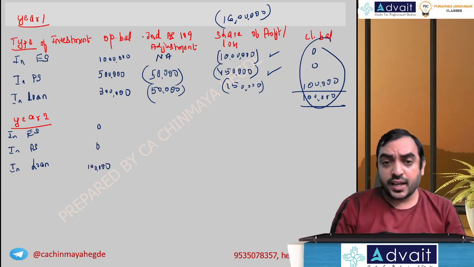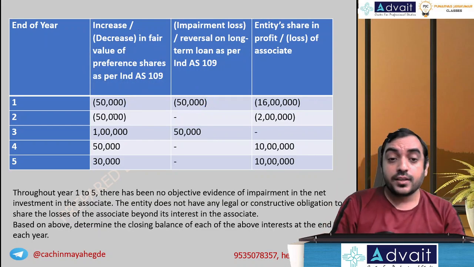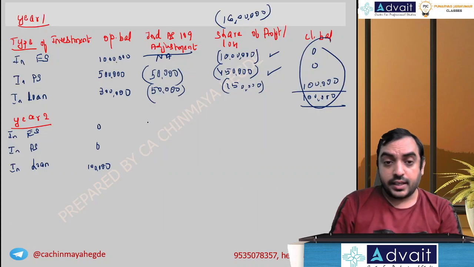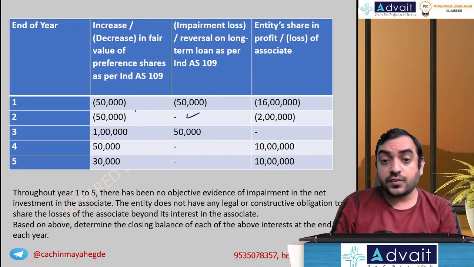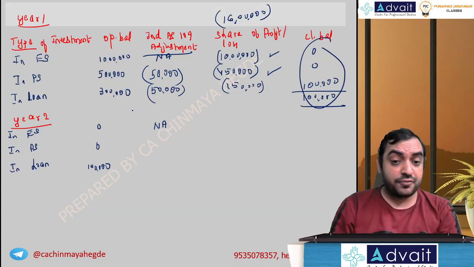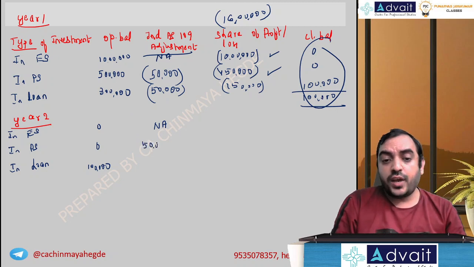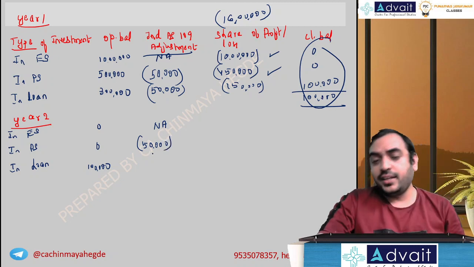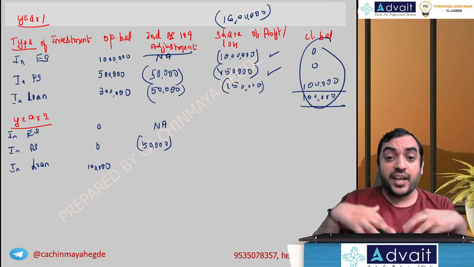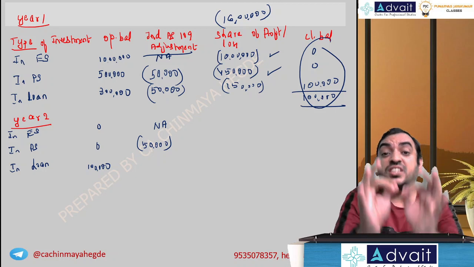Now, Ind AS 109 adjustment. How much Ind AS 109 adjustment in the second year? Come to the second row. Equity share nothing. Again, equity share not applicable. For the loan, there is no impairment loss. Share of loss will come to it later. 50,000 loss is there. 50,000 loss. This is a very, very interesting and important situation. Please listen to me carefully. In my opinion, if at all there is a complication, if at all students can go wrong, this is the first mistake they can make.